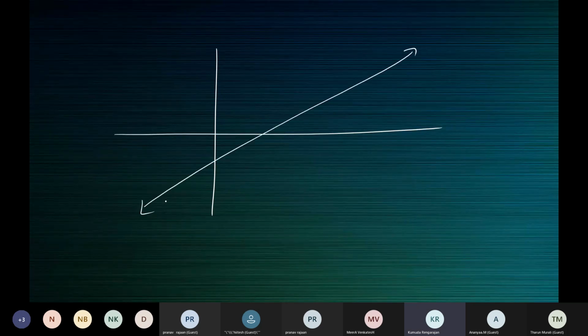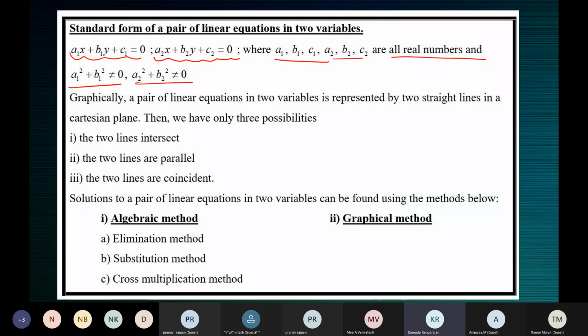Coincident lines meaning when you plot the 3 points of one equation and the 3 points of the other equation, you will see that all the 6 points lie on the same straight line. That is, when you connect it, you will get the same line. You want to get 2 lines, but you're not getting 2 lines. Both are the same. One line lies on the other line. So coincident lines. So these are the 3 possibilities. So that's what you see here. Graphically.